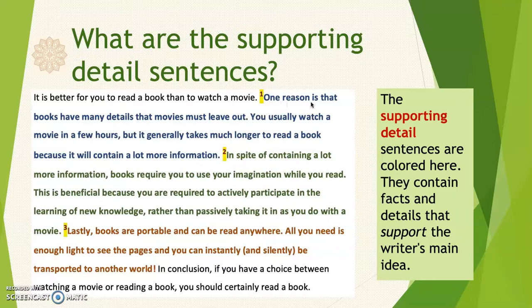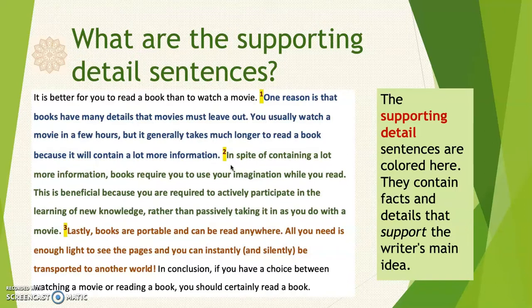This sentence says, "One reason is that books have many details that movies must leave out." And the next sentence is still about that. It's still about the books having more information. So you usually watch a movie in a few hours, but it generally takes much longer to read a book because it will contain a lot more information. So these 2 sentences go together to support the main idea together.